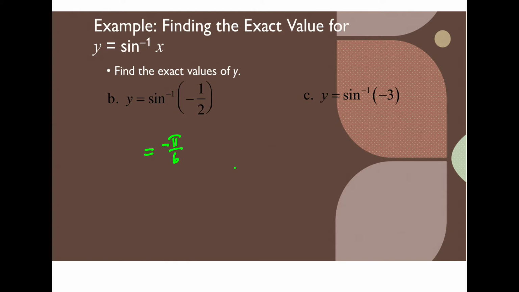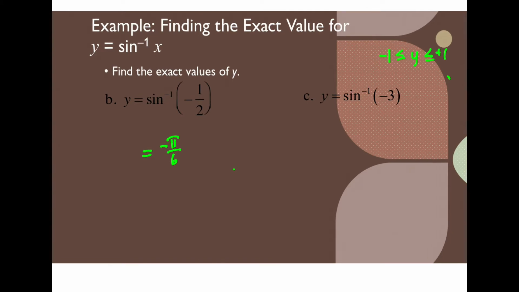So for sine, it's either a positive angle or a negative angle. For C, the arcsine of negative 3, well, we have to remember that the domain for our arcsine is from negative 1 to positive 1. And so negative 3 is outside of that domain of values. And so this is not allowed. This would be the empty set. There is no solution for that particular arcsine value.